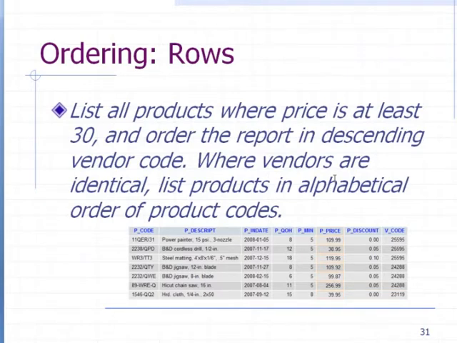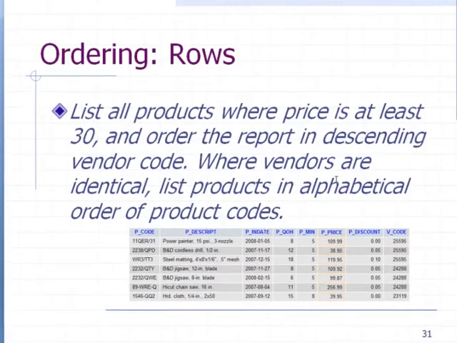And then, where vendors are identical, list the products in alphabetical order of product codes. So in a group, we want to use the second column that is product code, and in that case, we will sort it in ascending order. This is the default order, so we don't have to specify that it's ascending. So how can we implement this?